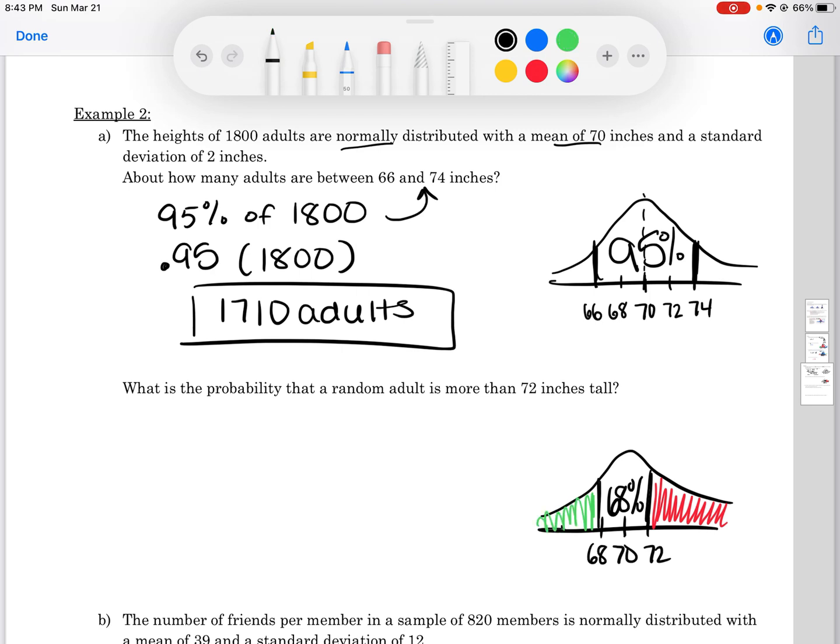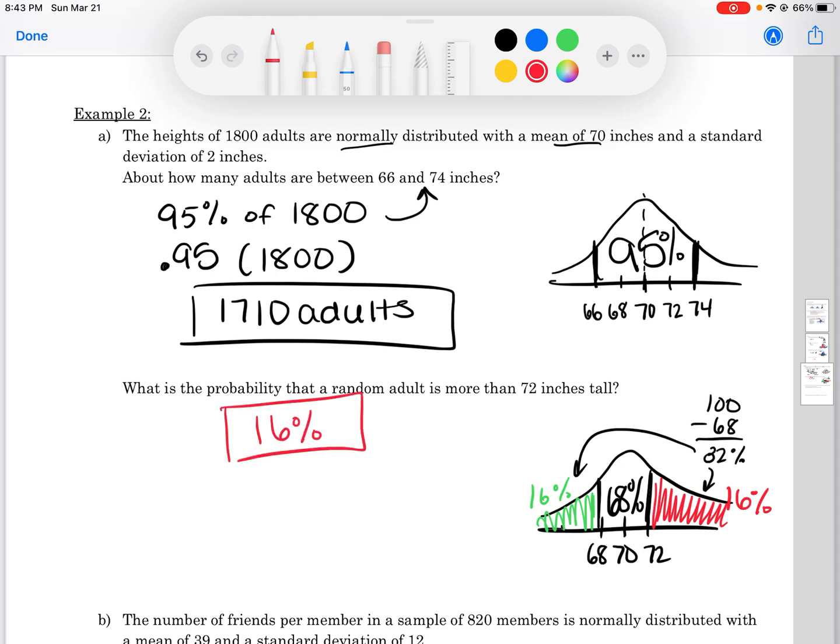I also have all of this on the left. So if we do 100 minus 68%, that's going to tell us that we have 32% to spare. And that's between here and here. So that means that there's 16% over here. And there's 16% over here. All together, that will add up to 100%. So we have a probability of 16% that our adults will be more than 72 inches tall.